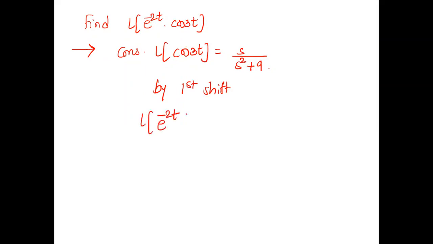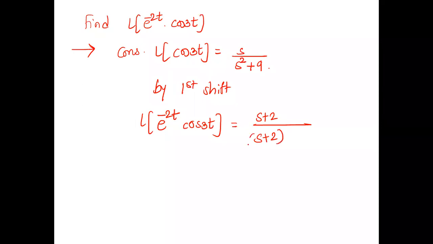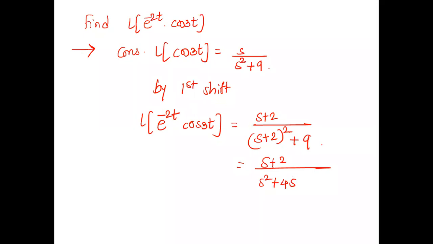To this side, I will multiply e raised to minus 2t cos 3t. I have multiplied e raised to minus 2t. So what will be the change? S will be s plus 2. Plus 2, correct. So wherever there is s, this s is s plus 2 upon s plus 2 whole square plus 9 as it is. So only the change is in s. S plus 2 upon s square plus 4s, a plus b square, a square plus 2ab plus b square, that is 4, 4 plus 9, 13, the answer.